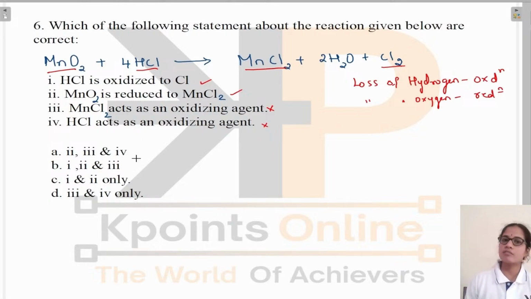Then our correct option will be 1 and 2 only. Only these two statements are correct, so I have to put the right option, that is 1 and 2 only. Okay, clear? Then let us move to the next question.